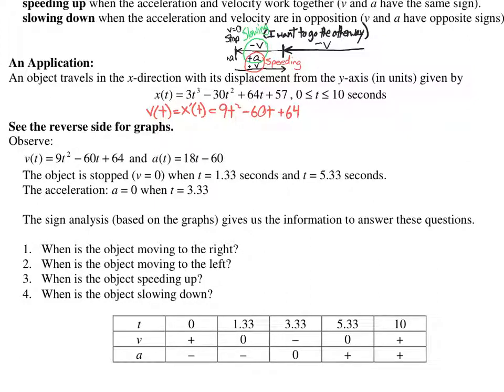Then we have acceleration. Acceleration at time t is the derivative of the velocity, or the second derivative of the displacement. 2 times 9 is 18, so it's 18t minus 60. So that's where they're getting those.